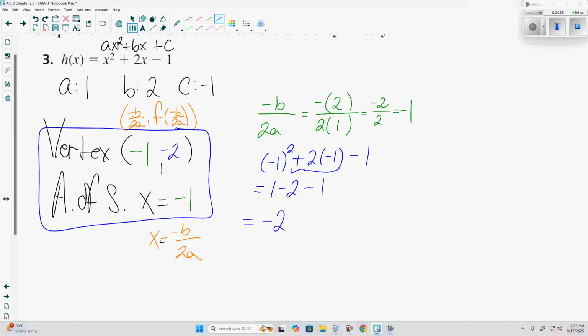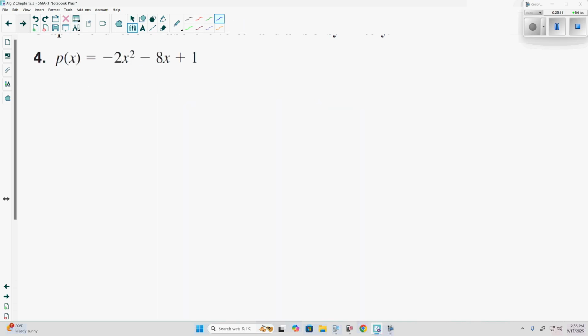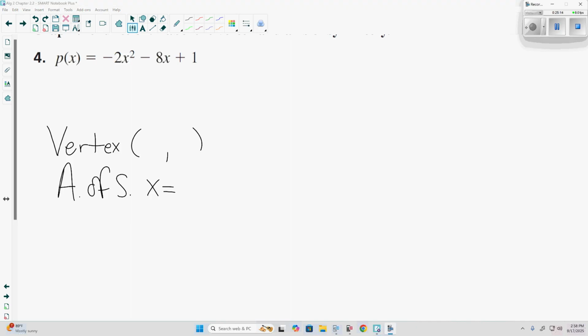Questions on this here? We have one more of these, yes? I'm going to let you go on. So, were we all able to find this? Yes? Okay. Did you find the vertex? I can keep working.